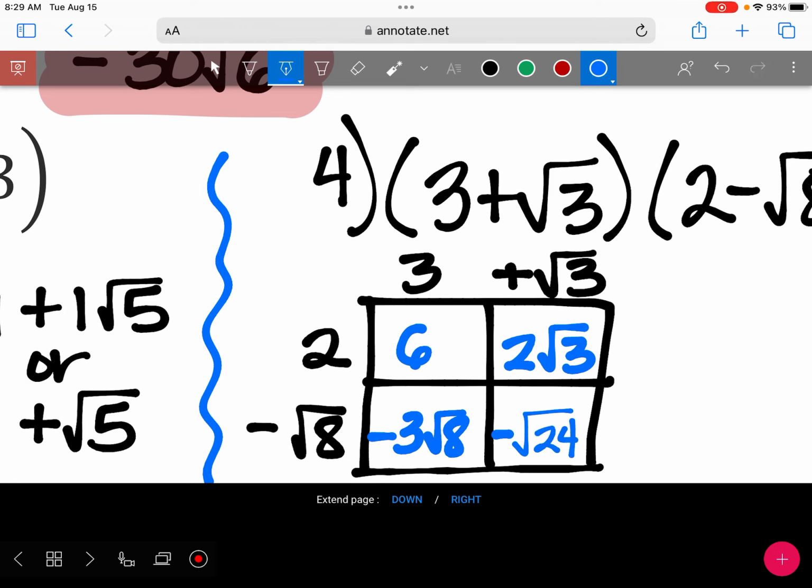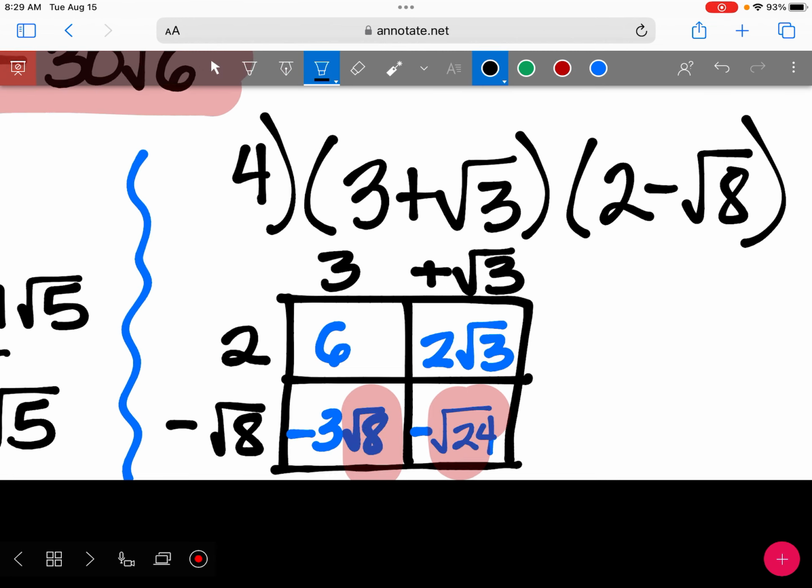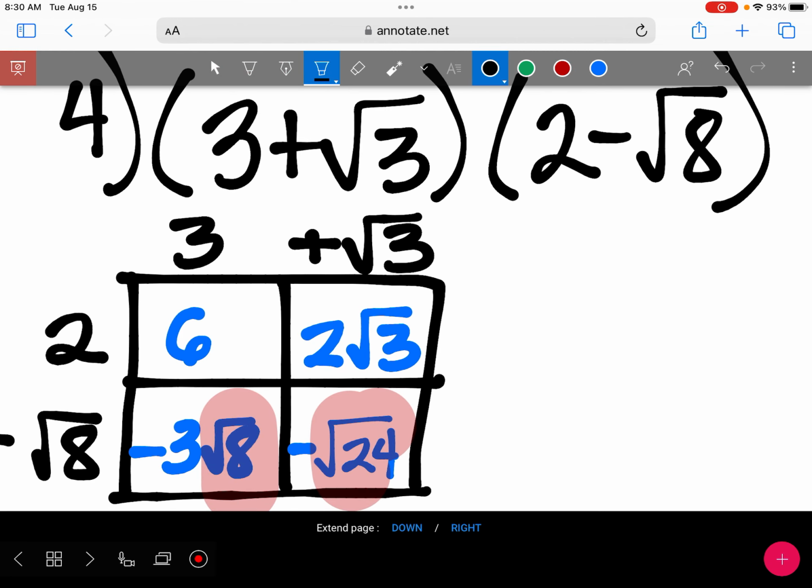All right, we have to do some simplifying before we can finish this out, because I want you to notice, even though I'm done, that's not my answer. Two of these square roots can be simplified. So this 8 and this 24 can both be simplified. So we need to simplify those first. So I'm going to simplify -3√8.